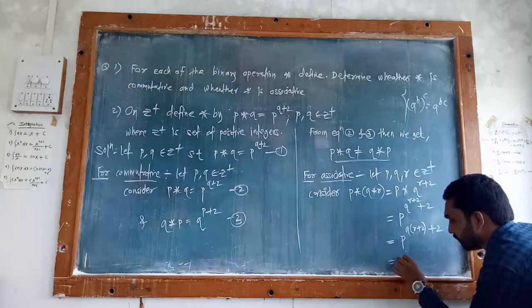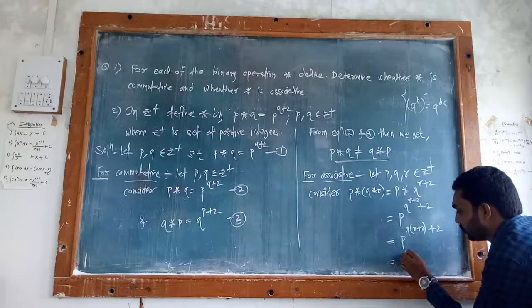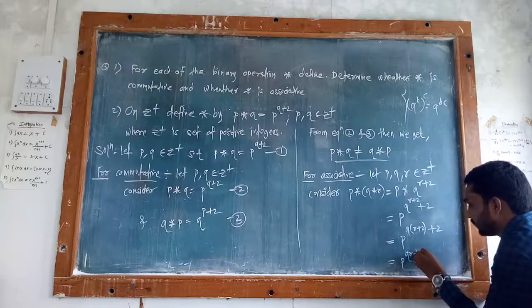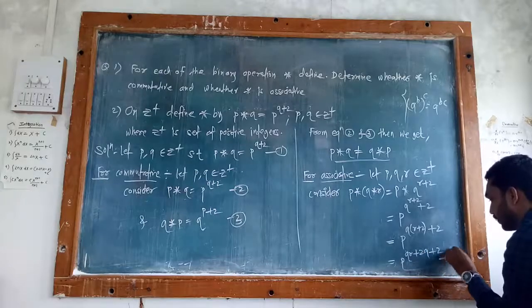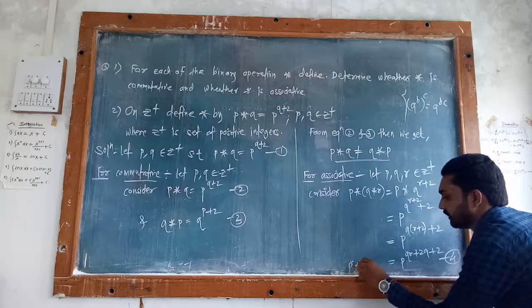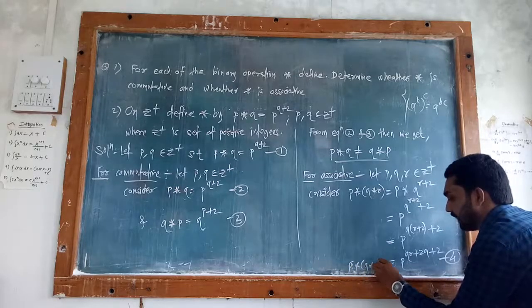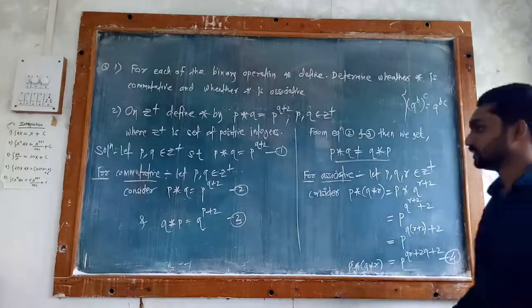So what is the next step? Simplify this one, so p raised to qr plus 2q plus 2, call it equation 4. This is your p star q, star r. This is your equation number 4.